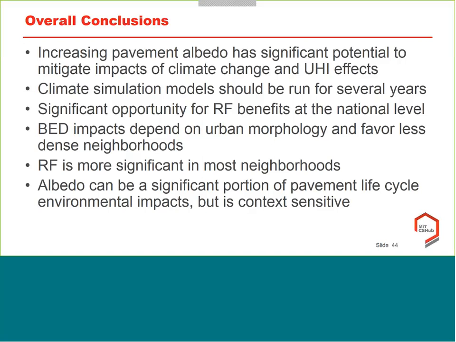As I mentioned with the climate simulation models, it's really important to run those for multiple years to extract out the effects of any particular year, which may deviate; we're trying to figure out the signal from the noise there. At the national level, particularly outside of urban areas, there's significant opportunity for radiative forcing benefits. When it comes to BED impacts, they really depend on the urban morphology, and they do favor less dense neighborhoods. They don't particularly favor more dense urban areas. Radiative forcing is more significant, though, in most of the neighborhoods, at least that we saw in Boston. So, when it comes to life cycle environmental impacts, the albedo can be a significant portion of the pavement life cycle, but it really is context sensitive.